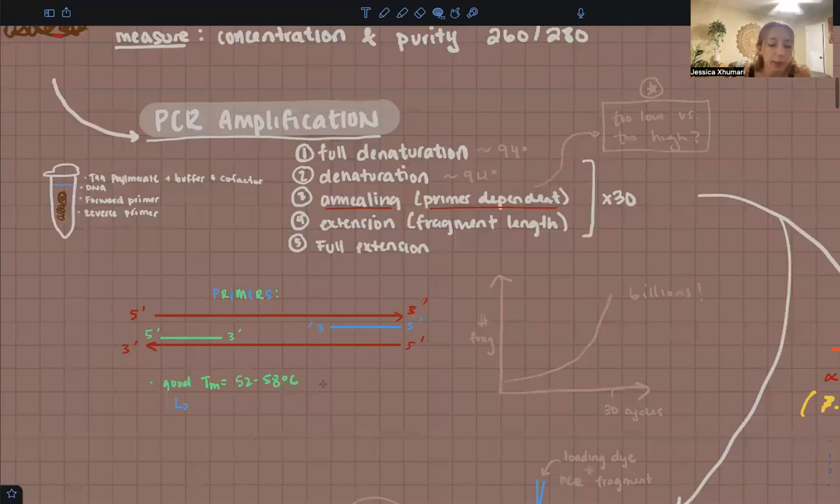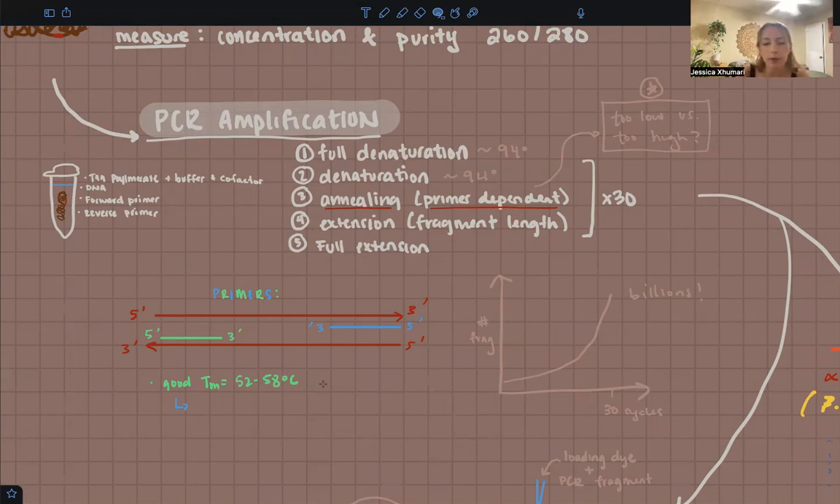Now, how do we get primers? Well, the pragmatic way would be to just use a program online. There are many programs that you can use, but if you're not comfortable with those, it's honestly just easier to do it by hand for the exam.